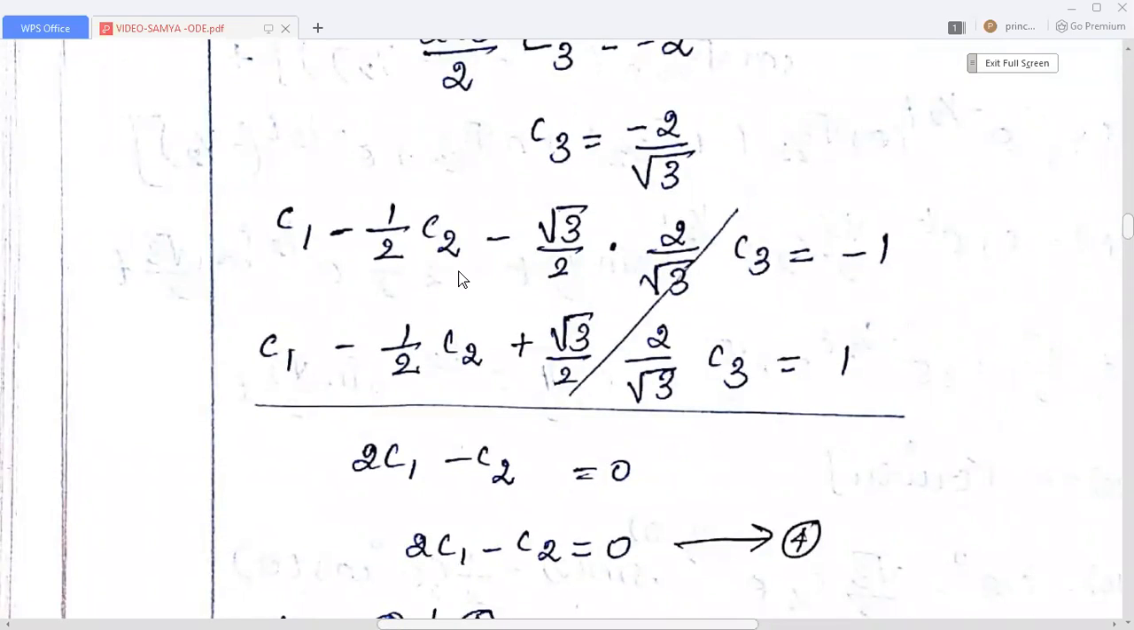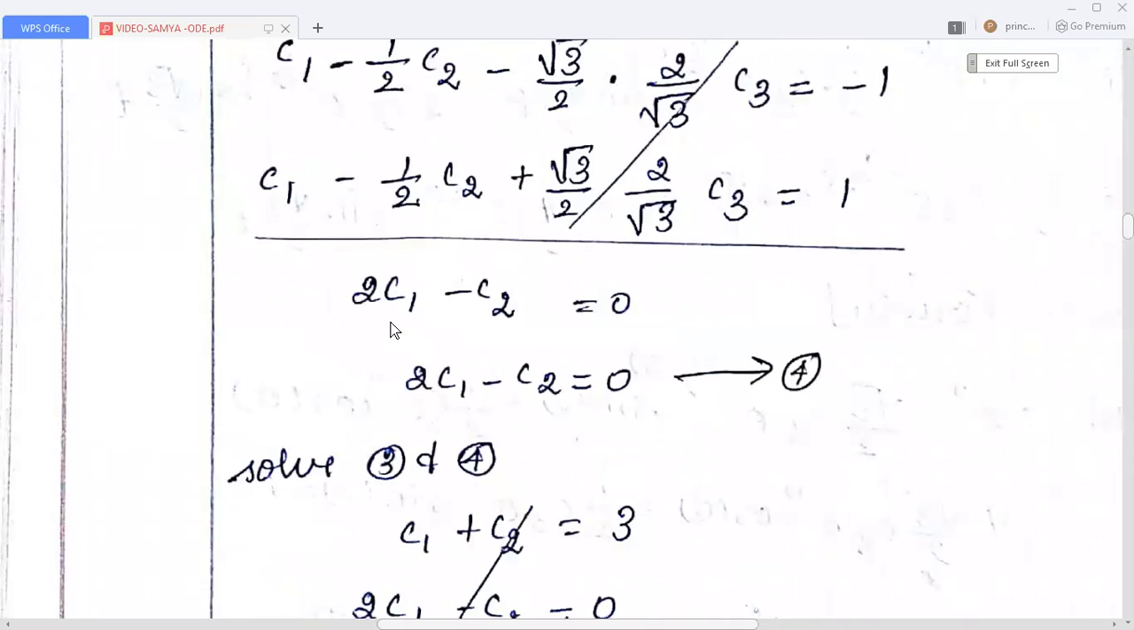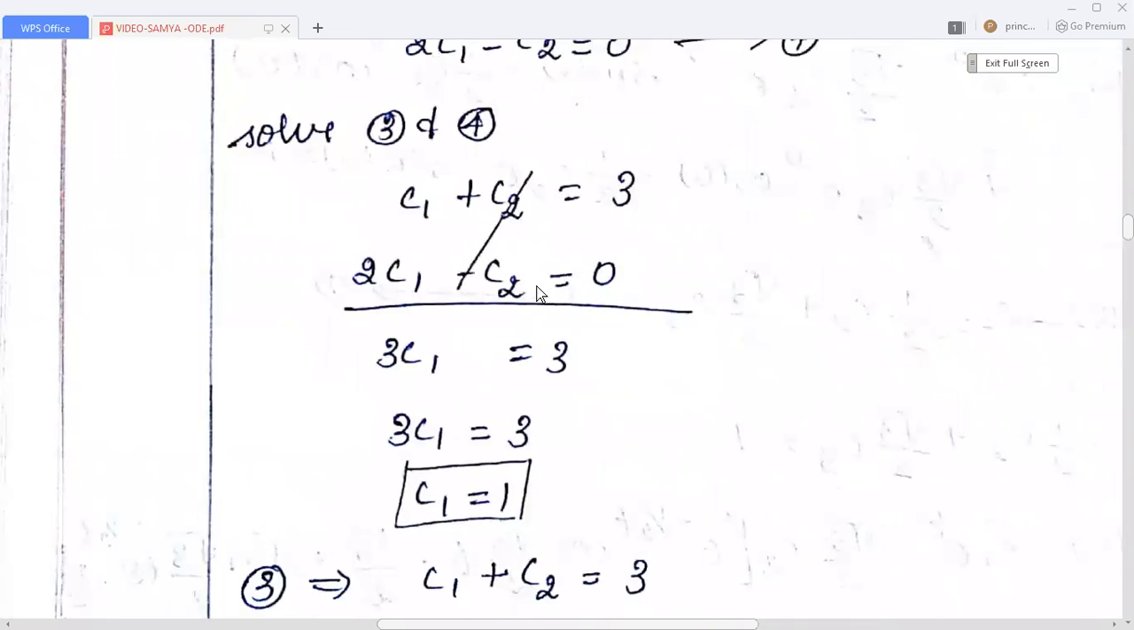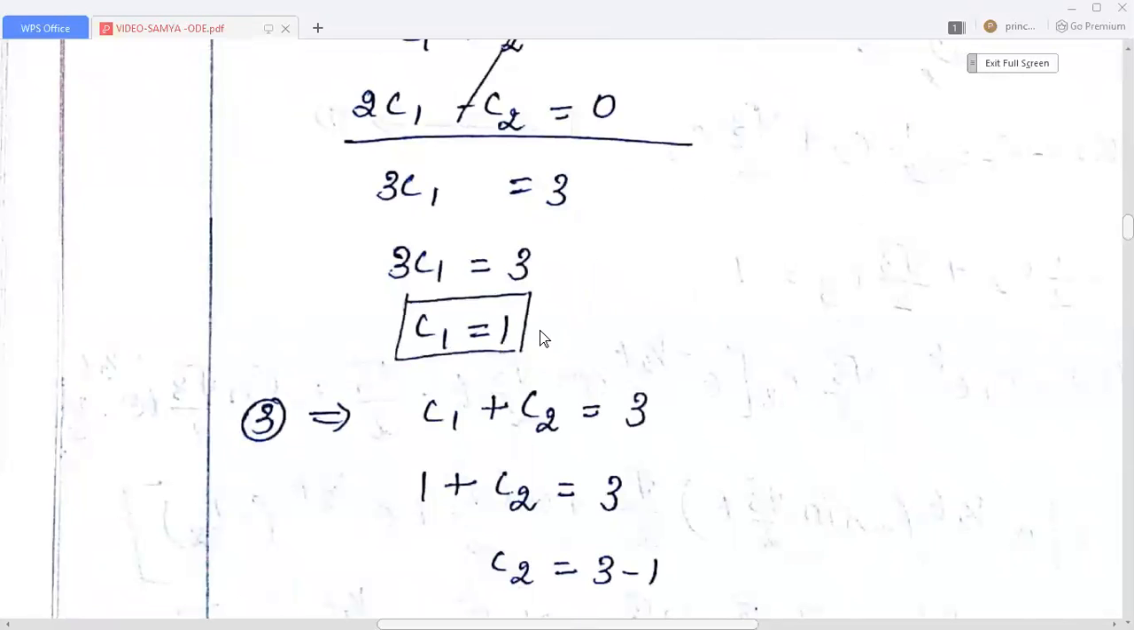When you simplify these two equations, we get 2C1 minus C2 equal to 0. This is equation number 4. So solving equations 3 and 4, we get this result. In this, we calculate 3C1 equal to 3. Therefore, C1 equal to 1.